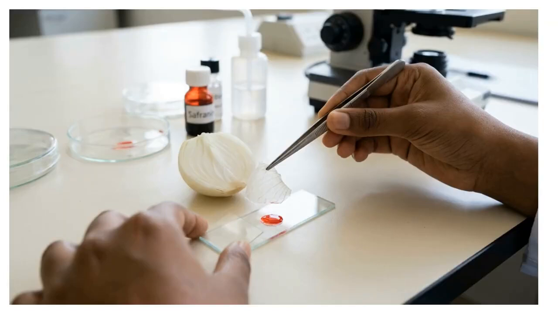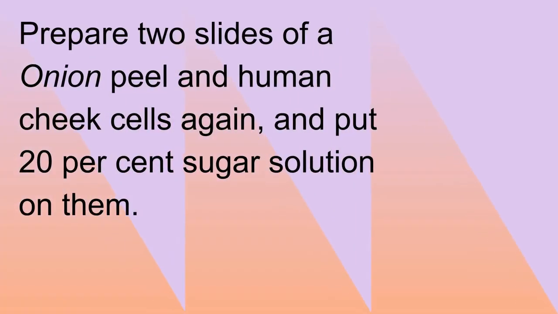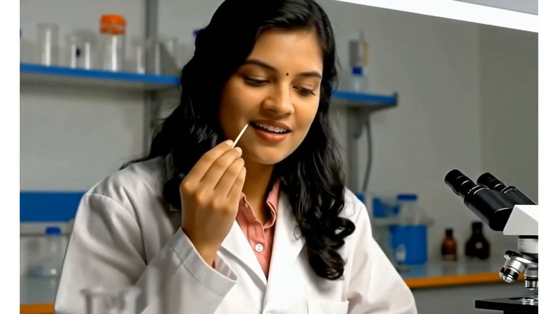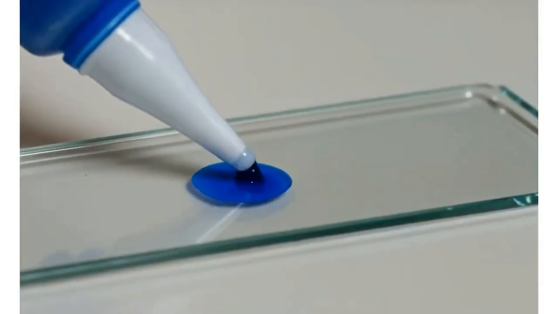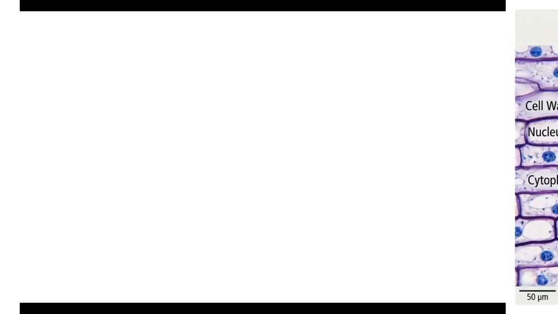Start by peeling a thin layer of onion skin. Place it on a slide and add a drop of safranin to reveal its remarkably organized structure. Next, gently scrape the inner lining of your cheek. Spread the cells on a slide and add methylene blue to bring these transparent animal cells in.